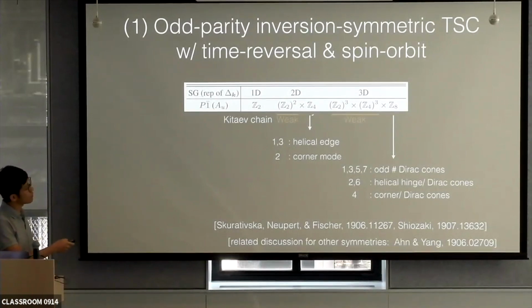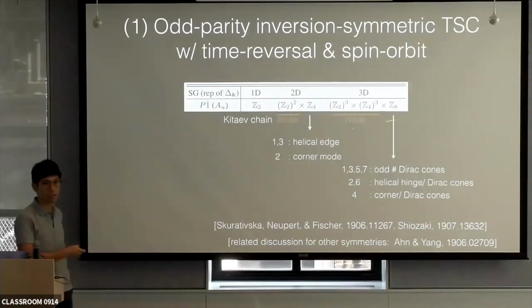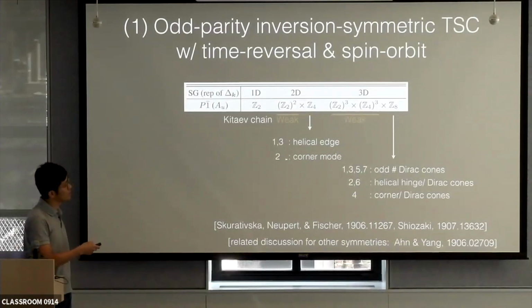And in 2D, what you find is that you have some weak states or weak factors. These are basically stacks of Kitaev chains on the two directions. And now you have a new object in 2 dimensions. And if you examine it, the odd entries, they basically have the Fu-Kane parity criterion. So you can see that they have helical edges. So these are the helical 2-dimensional topological superconductors. And the 2 in Z4 would be the higher order TSC. So it has some corner modes protected by inversion symmetry.